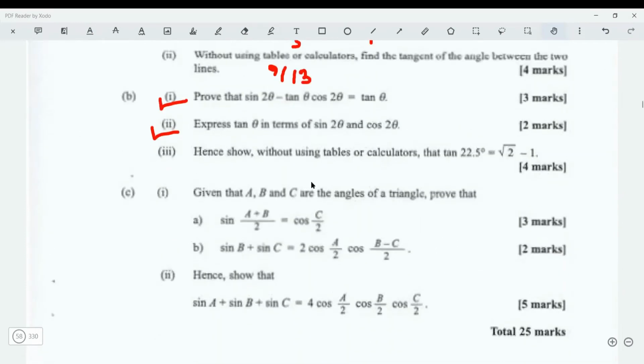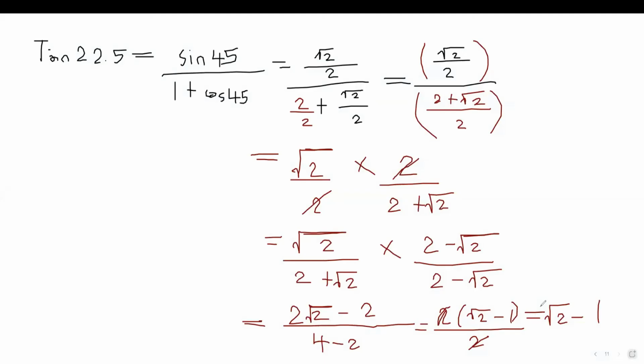Now this part says, given A, B, and C are angles in a triangle, prove that the sine of A plus B over 2 is the cos of C over 2. That's the first one. So you have a triangle. It doesn't have to be a right angle triangle. You have a triangle, and they tell you that A, B, and C are angles of a triangle.